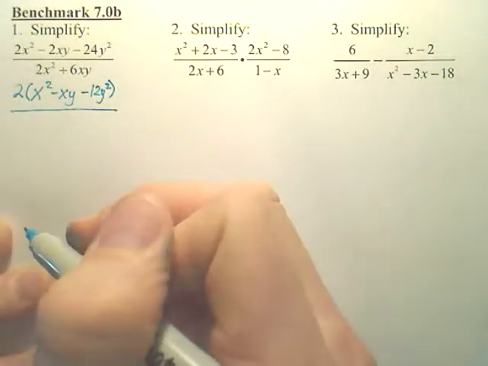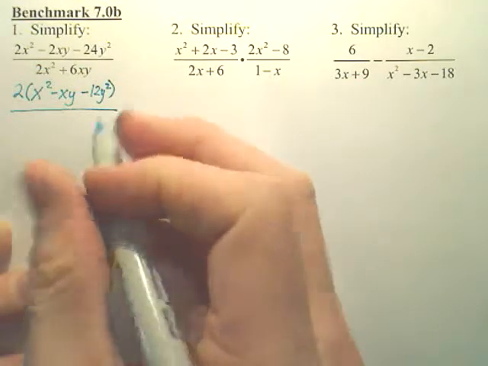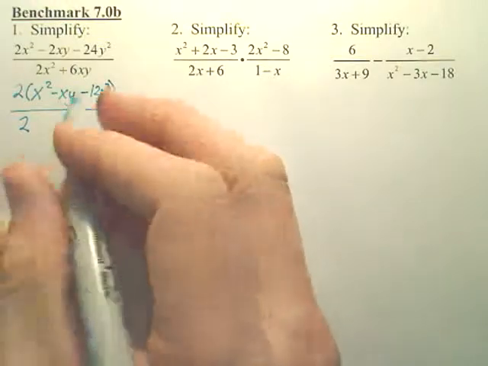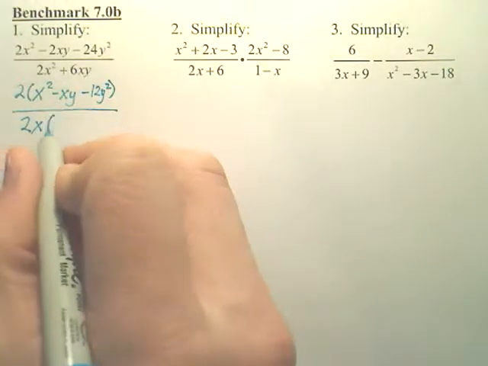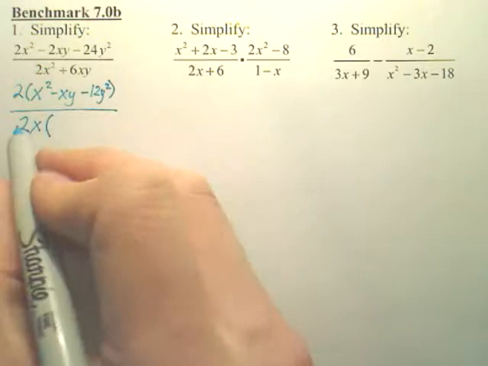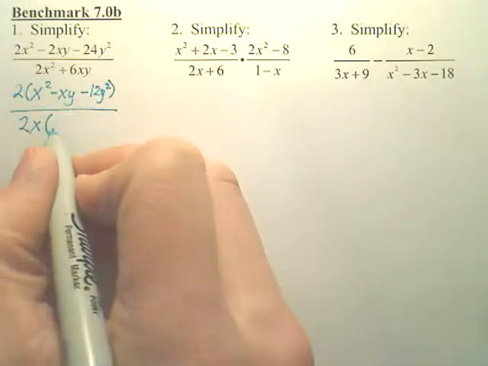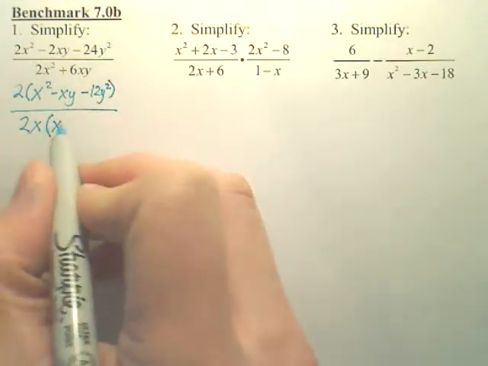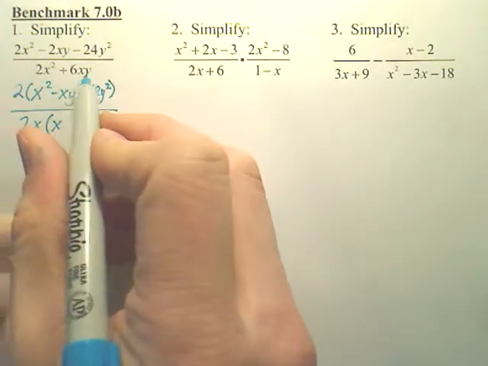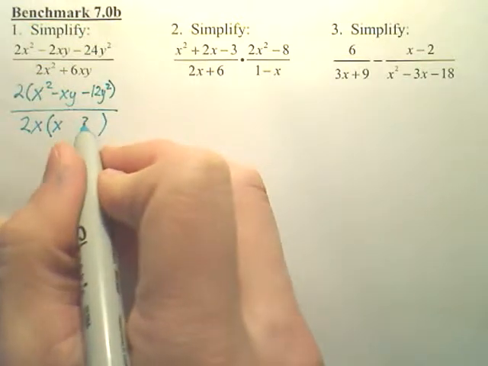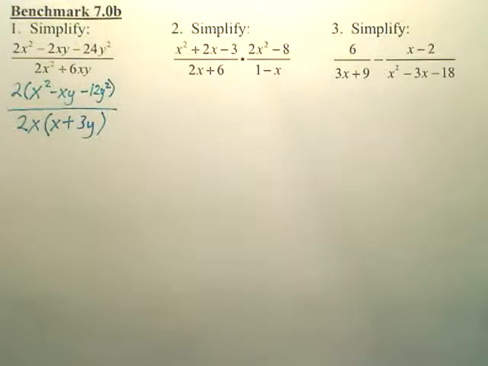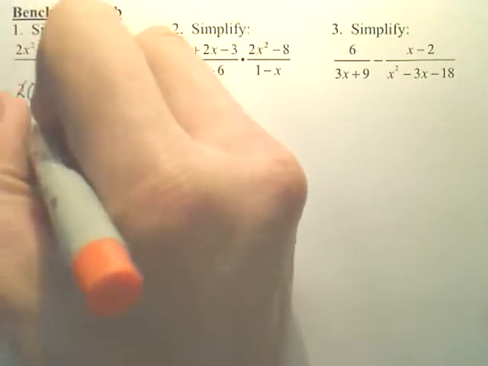For the bottom, I could pull out a 2 as well, but can I also pull out an x, it looks like? Yep, I can pull an x out. So what's left when I pull a 2x out? To get that, it'd be x, because 2x times x is 2x squared. 2x times what is 6xy? Looks like it's going to be 3y. Okay, does anything cancel? Well, hopefully you notice the 2's do cancel.